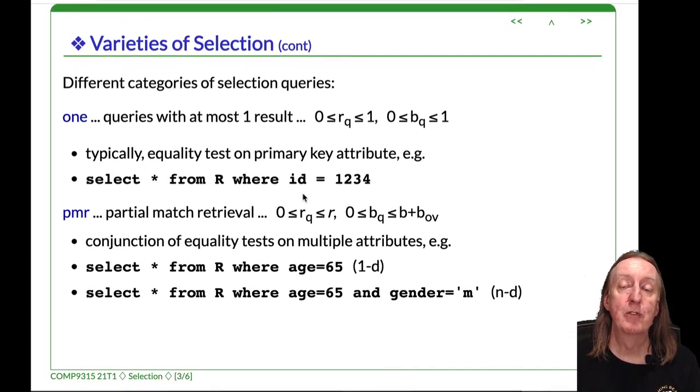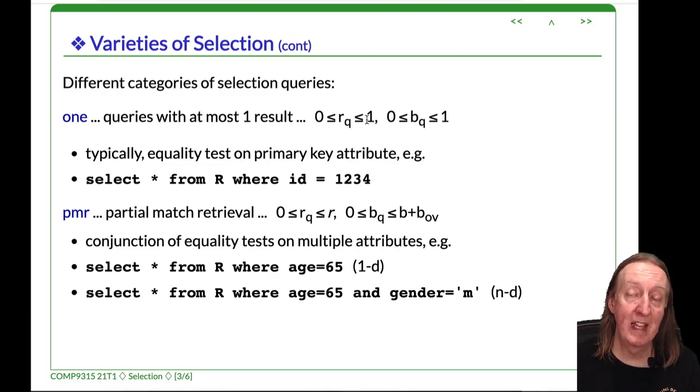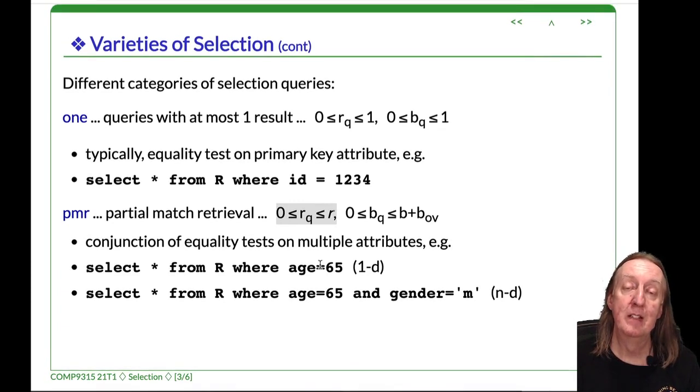All right, if you want to include more attributes in the queries, then you can have partial match retrieval. And basically, all of the tests are still equality tests, but now we can have multiple attributes involved, or we could have a single attribute involved. And basically, the deal here is we don't have at most one answer. We can have every tuple in the table matching this query. Now, of course, this is pretty unlikely, but it's possible, depending on what we ask.